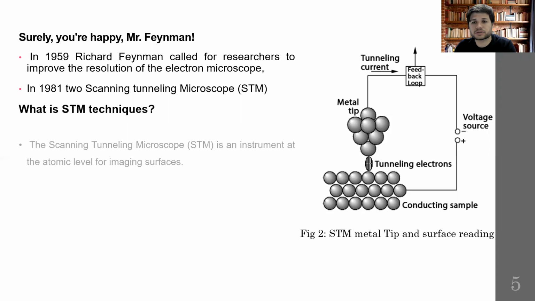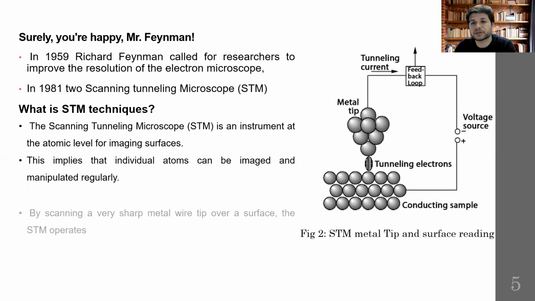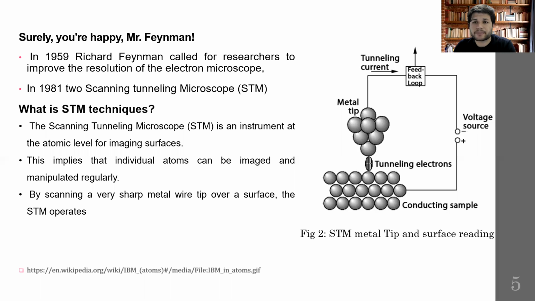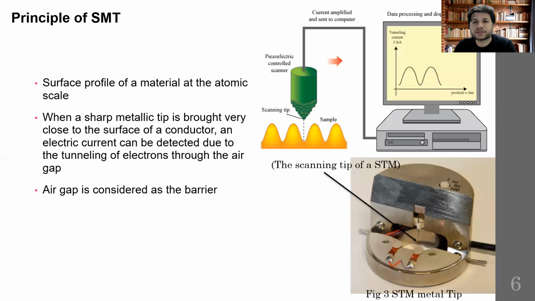Let's talk about the principal idea of how it works. The idea of tunneling can be applied to look at the surface profile of a material at the atomic scale. When a sharp metallic tip is brought very close to the surface of a conductor, an electric current can be produced due to the tunneling of the electrons through the gap.